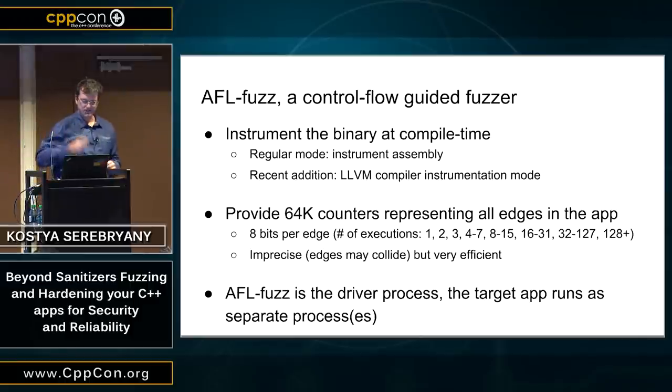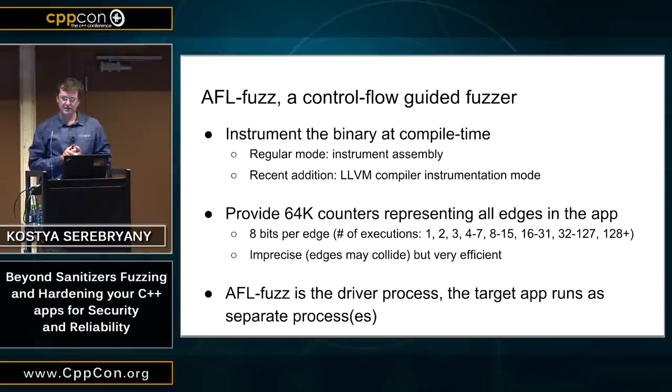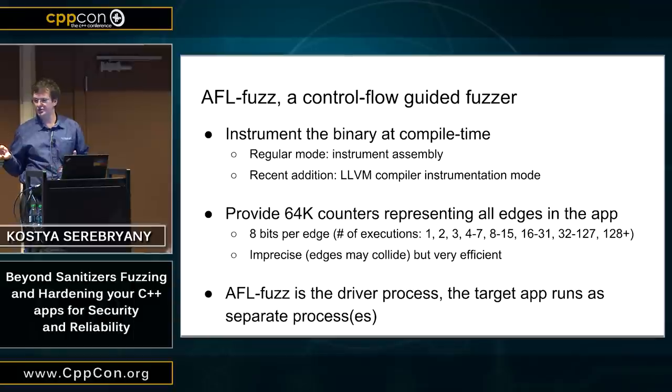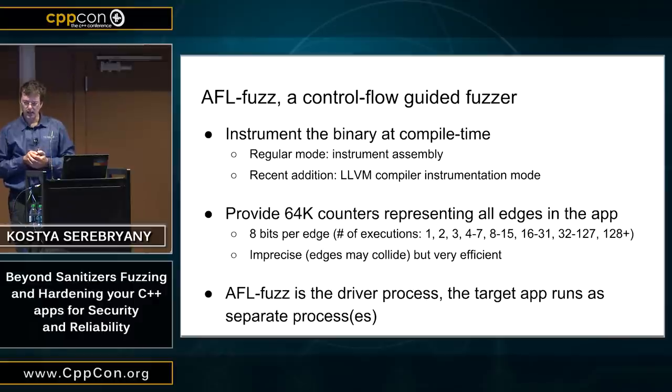So AFL fuzz. It's a control flow guided fuzzer. It instruments the target binary at compile time, so you have to have the sources. The regular mode instruments on assembly level, and there is a recent addition that does it with the LLVM compiler. The instrumentation provides a fixed array of counters, 64K counters, and the counters represent all control flow edges in your application.